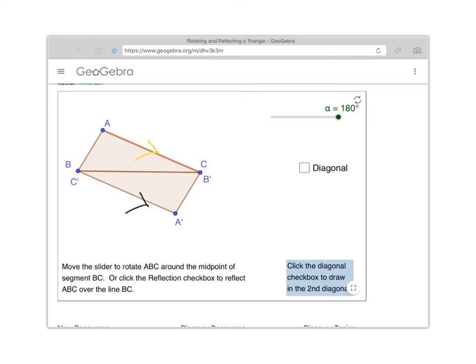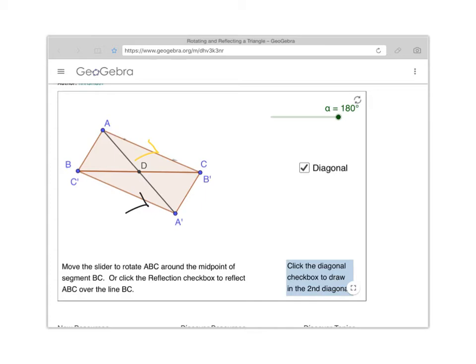Okay, so then the second thing that you were asked to do was to explain why, when we look at the second diagonal here and we create point D here, we know that AD and A prime D prime are congruent and that BD and CD are congruent, or in other words, that these two diagonals bisect each other. So what we're saying is that these two are congruent and these two are congruent.